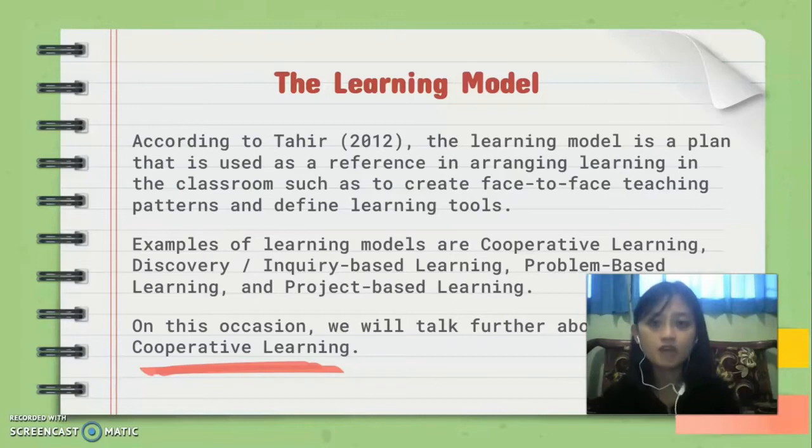The definition of the learning model. According to Tahir in 2012, the learning model is a plan that is used as a reference in arranging learning in the classroom, such as to create face-to-face teaching patterns and define learning tools.